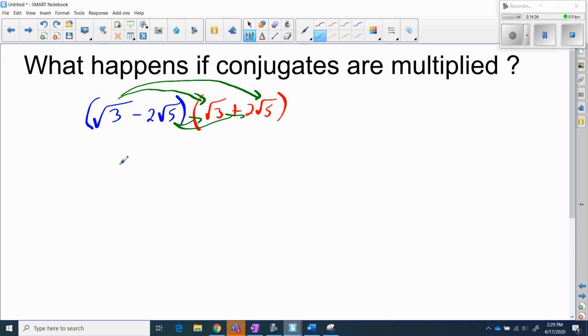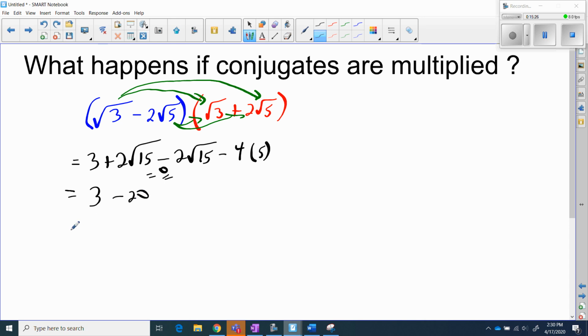The square root of 3 times the square root of 3 is going to be 3. The square root of 3 times positive 2 root 5: the coefficient here is a 1, so 1 times 2 is 2, and the square root of 3 times the square root of 5 is radical 15. Negative 2 times 1 is negative 2, and the square root of 5 times the square root of 3 is the square root of 15. Now, negative 2 multiplied by positive 2 is negative 4, and the square root of 5 times the square root of 5 just gives me a 5, no radical anymore. Well, I've got a 3, plus 2 square root 15 minus 2 square root 15. Those two together are just going to be 0. Then 3 take away 20 equals negative 17.